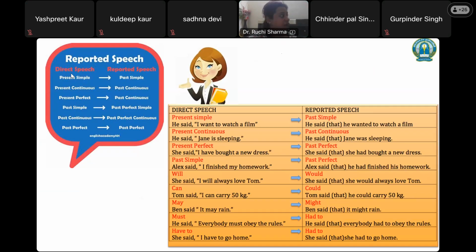Next sentence. Alex said, I finished my homework. Can you read out the next sentence? Alex said that I finished my homework. Okay. Next sentence.